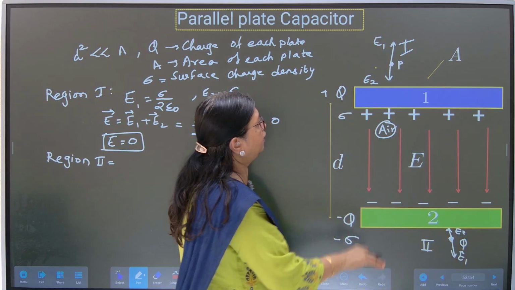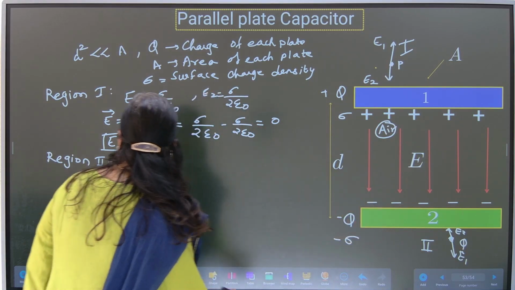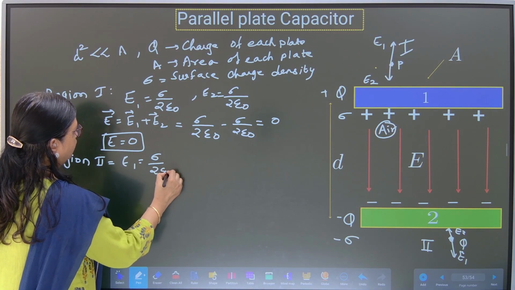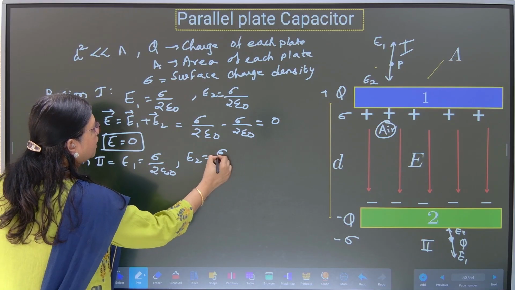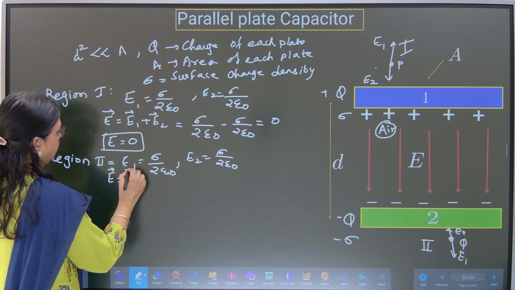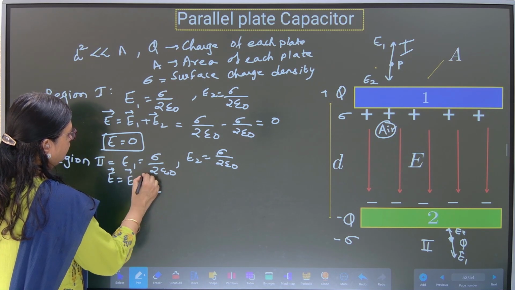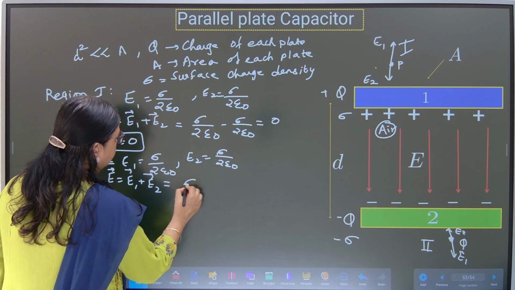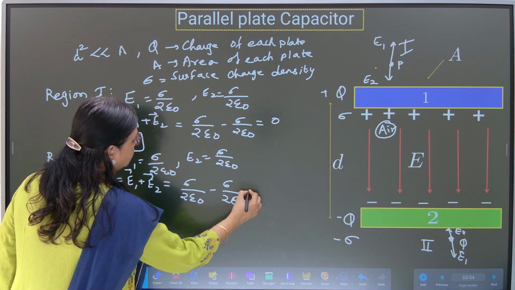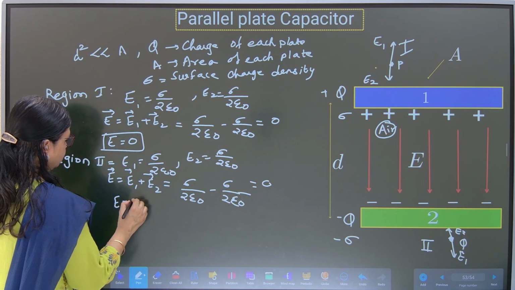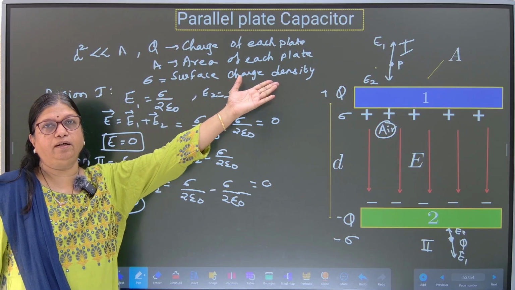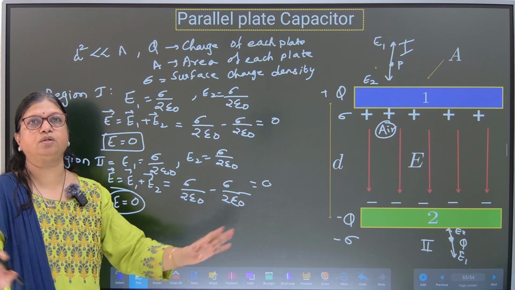So the directions of E1 and E2 are opposite in region 2. Again, what is the value of E1? Sigma upon 2 epsilon naught. E2 is also sigma upon 2 epsilon naught in magnitude. But when we add vectorially, because the directions are opposite, we get sigma upon 2 epsilon naught minus sigma upon 2 epsilon naught. So E is equal to 0 for region 2 also. So above plate 1 and below plate 2, the electric field is 0.